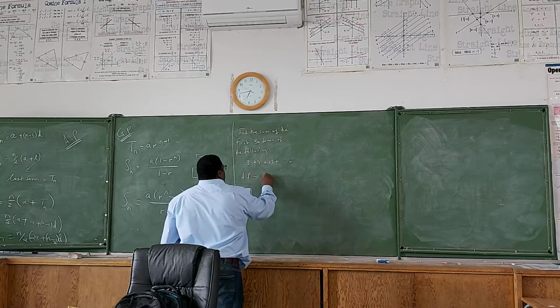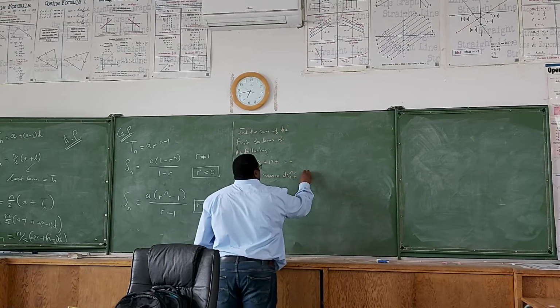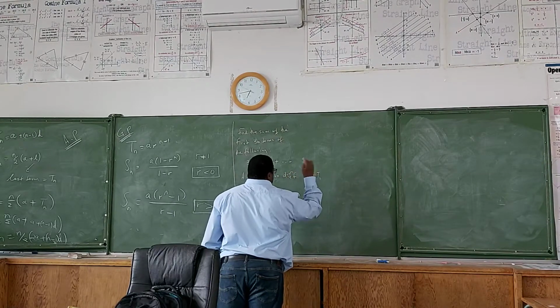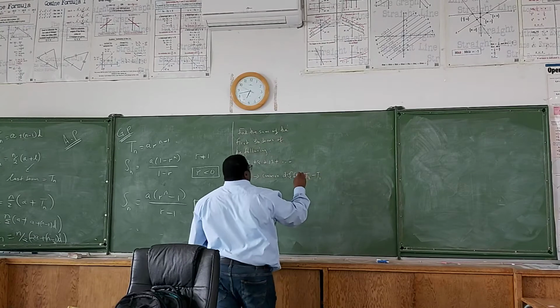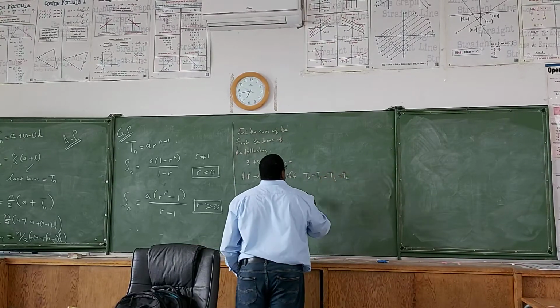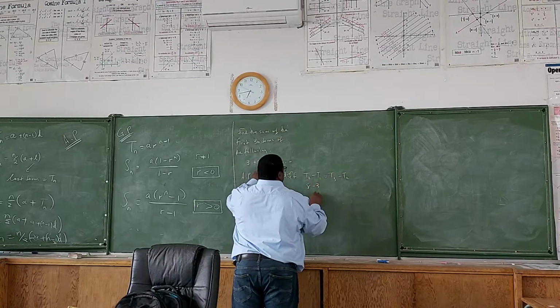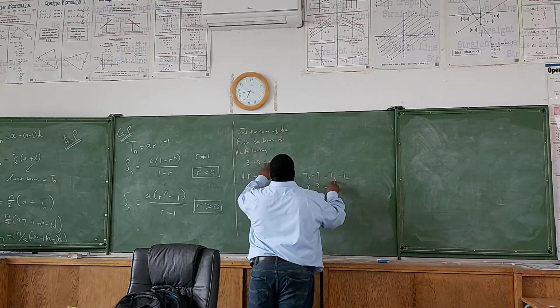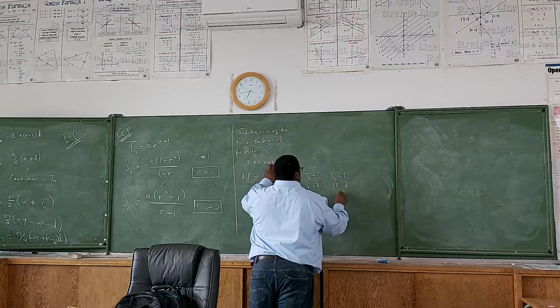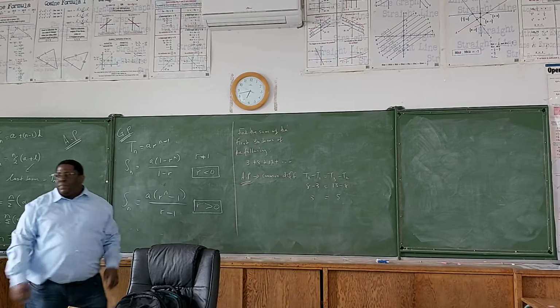And when you test for an AP, there should be a common difference, where you take the second term minus the first term, which is equal to the third term minus the second term. Now, if we take the second term here, you get 8 minus 3, which is 5. And then here you have 13 minus 8, which is 5. So therefore, we are dealing here with an AP.